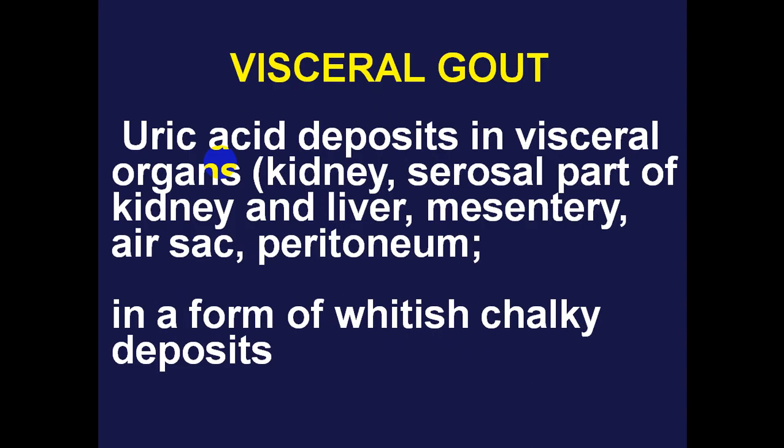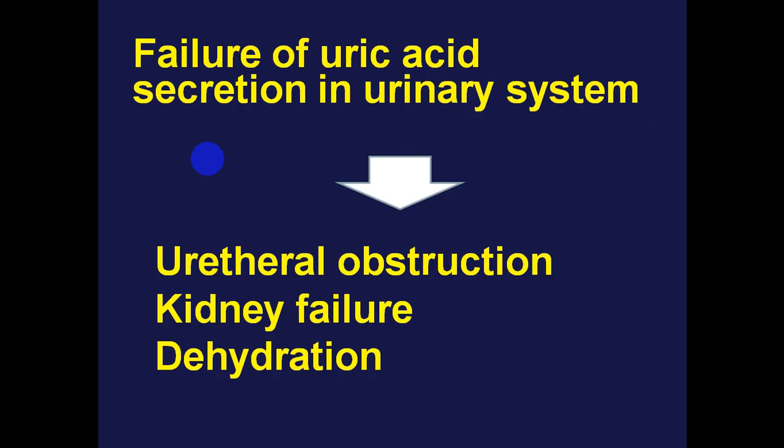Then in avian species, chicken, birds, and also reptiles, the uric acid accumulation can also happen in the visceral organs. It can happen inside the kidney and also outside the kidney, in the serosal part of the kidney, serosal part of the liver, peritoneum, air sacs. It forms that whitish paste or chalky material attached to the tissue. Okay. So failure of uric acid secretion.